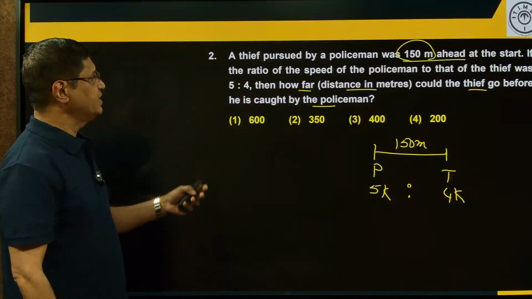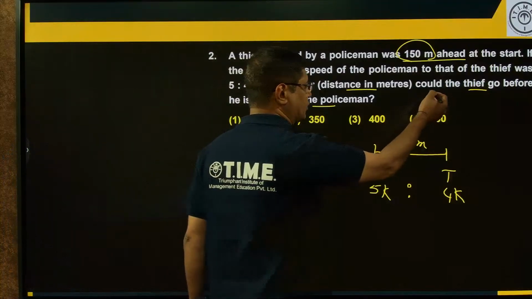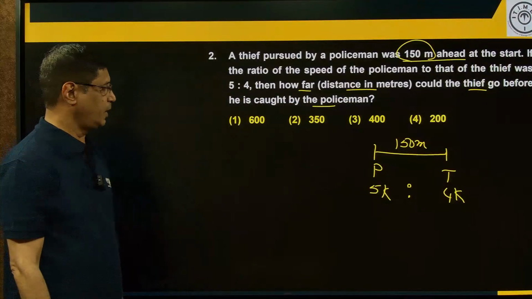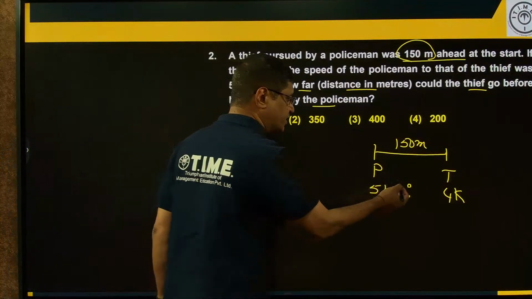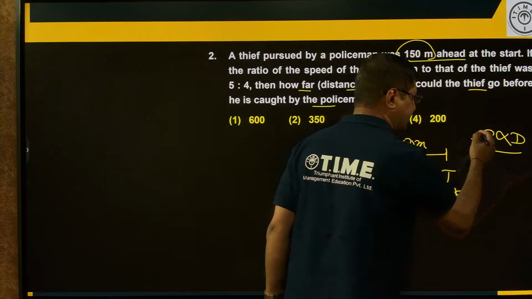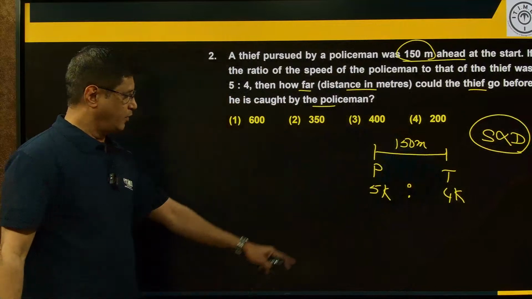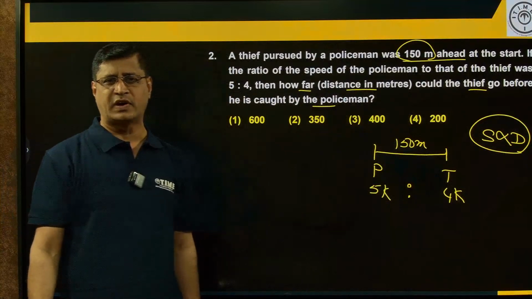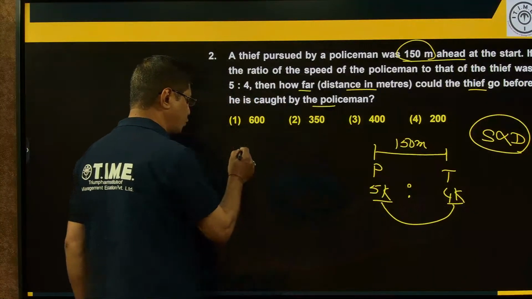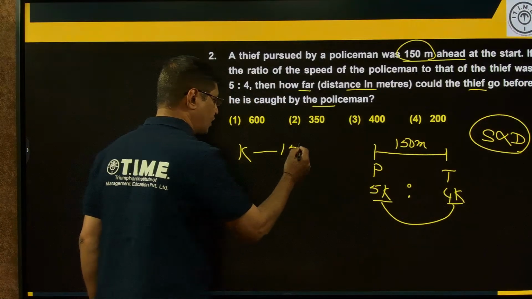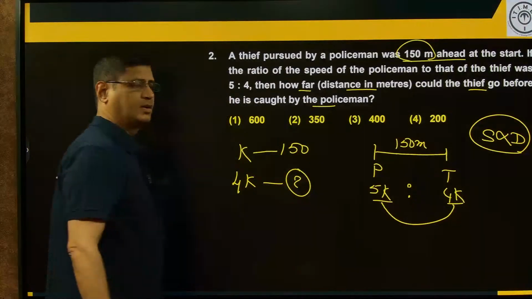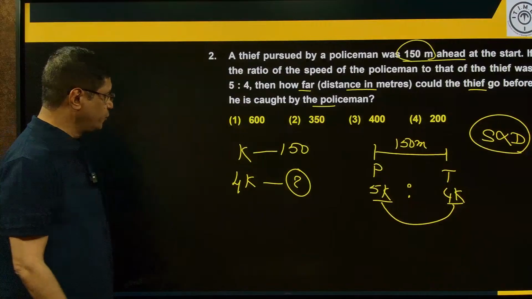Okay. Now, what is the distance covered by the thief before he is caught by the policeman? The time is the same. When time is the same, speed and distance are directly proportional. 5:4 is the speed ratio, so the distance ratio is also 5:4. Now, just observe the difference in the ratio. The difference in the ratio is equal to 1K. 1K is equal to 150 meters. Then 4K is equal to question mark.